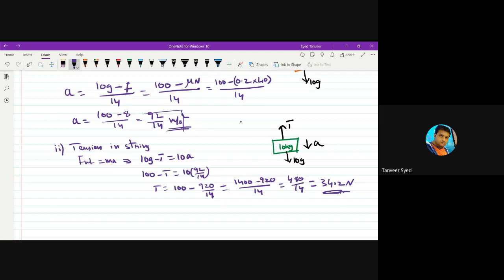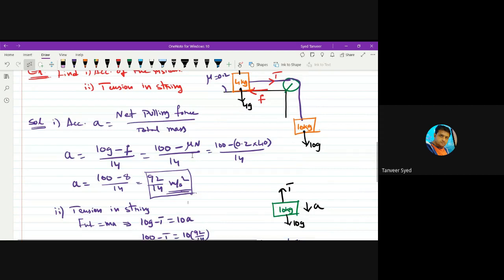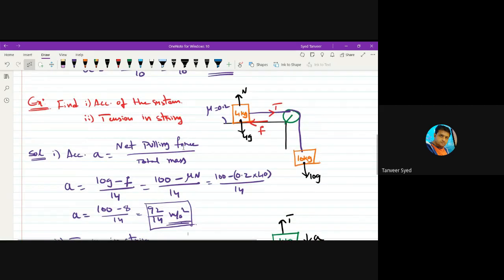This is the acceleration. Procedure is the same. The only difference is while writing the net pulling force, you should include friction also. If you see coefficient of friction mentioned in the question, you should include friction also.